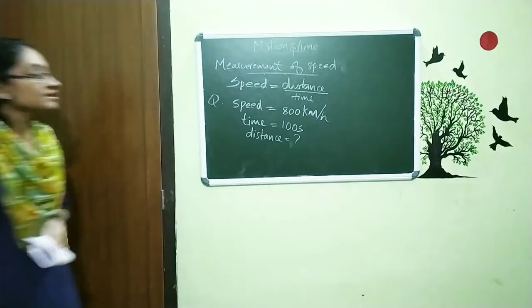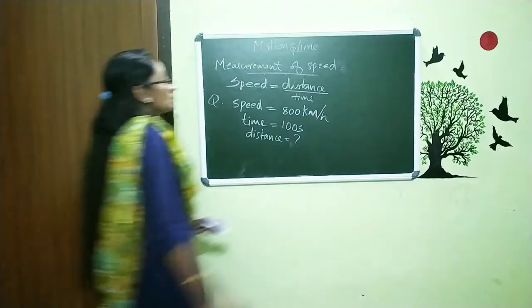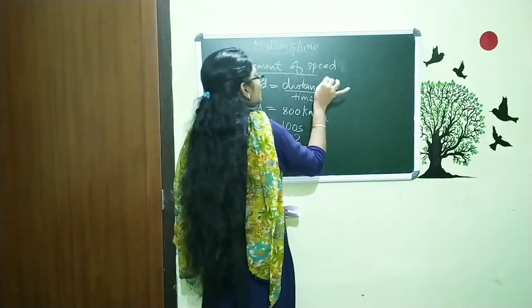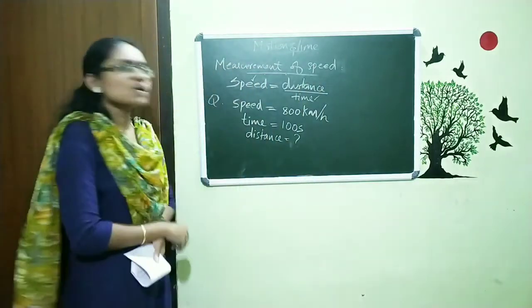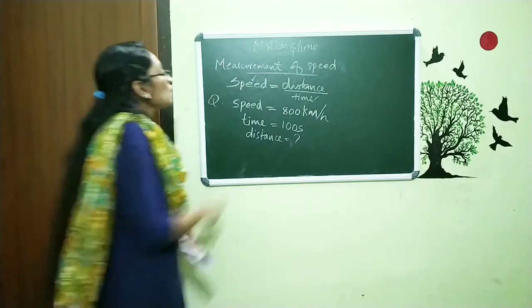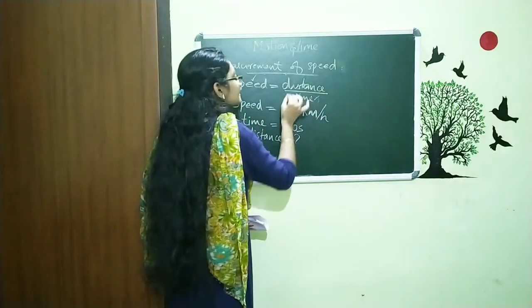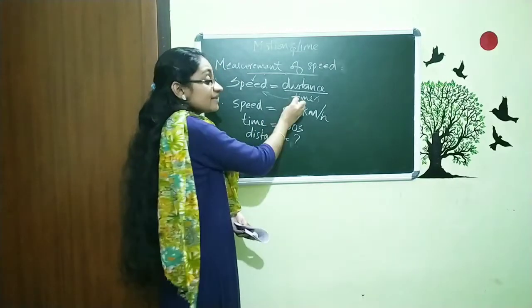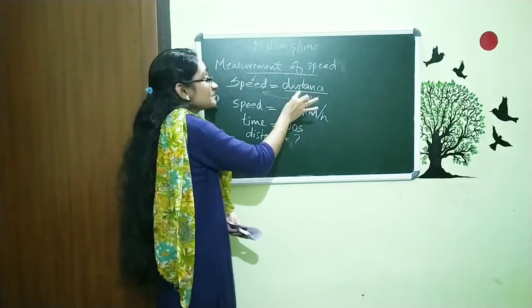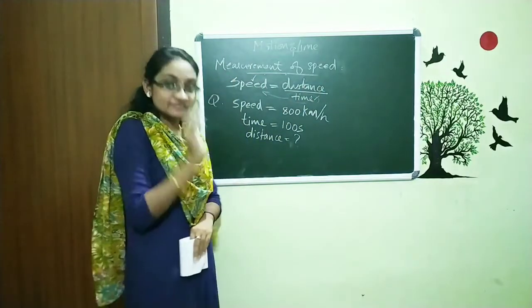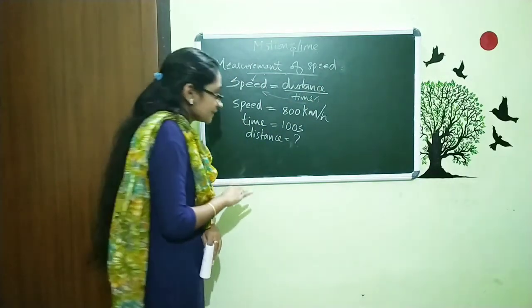Find distance. In this question we have the speed and the time given, but we don't know the distance. So how can we find the distance? Very simple. We take this time to the other side of the equation. Here it is division, and when it moves to this side, that division turns into multiplication.